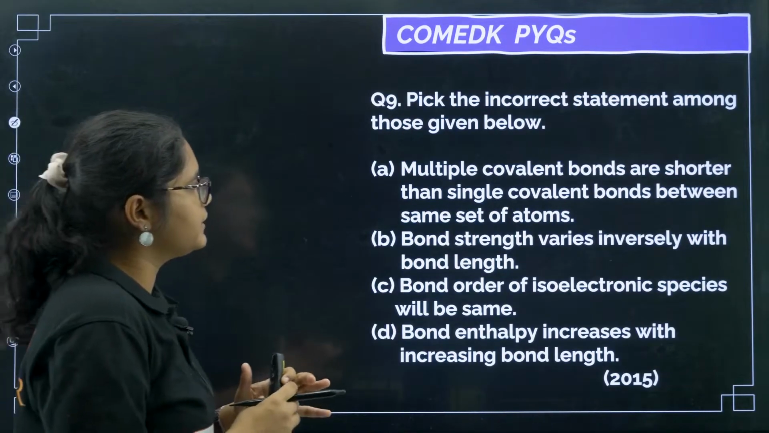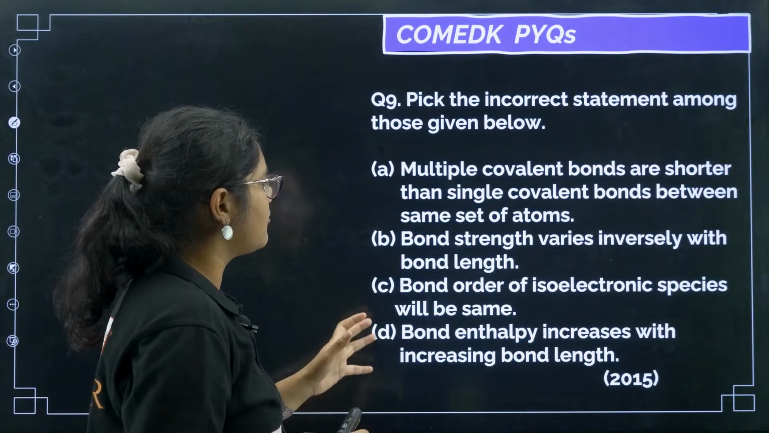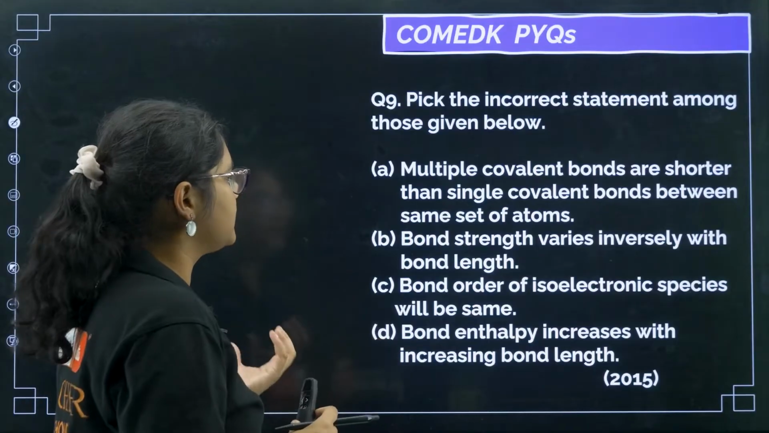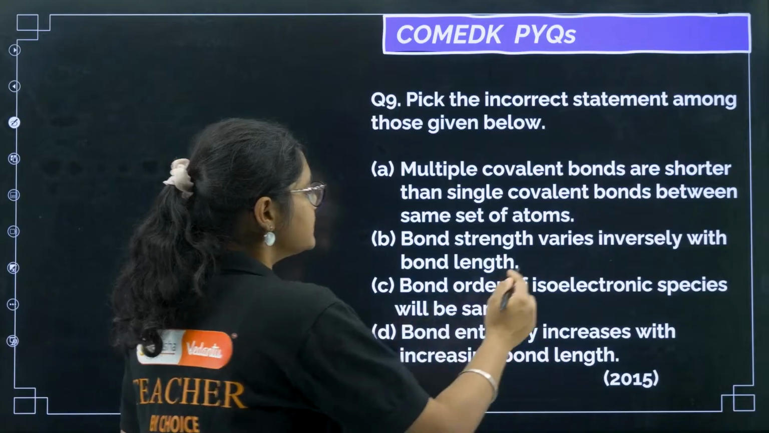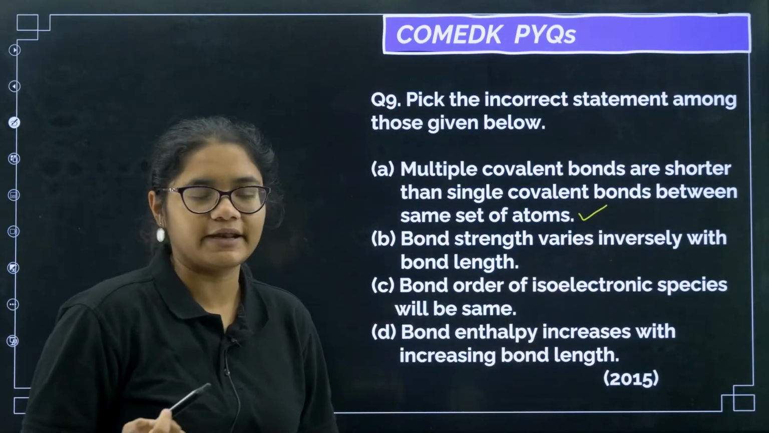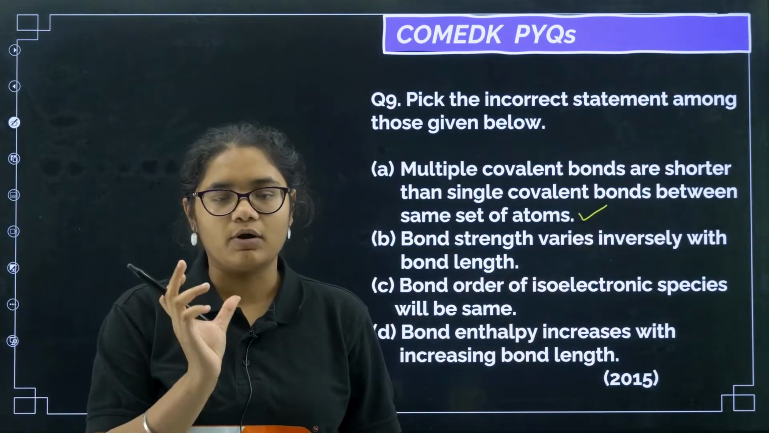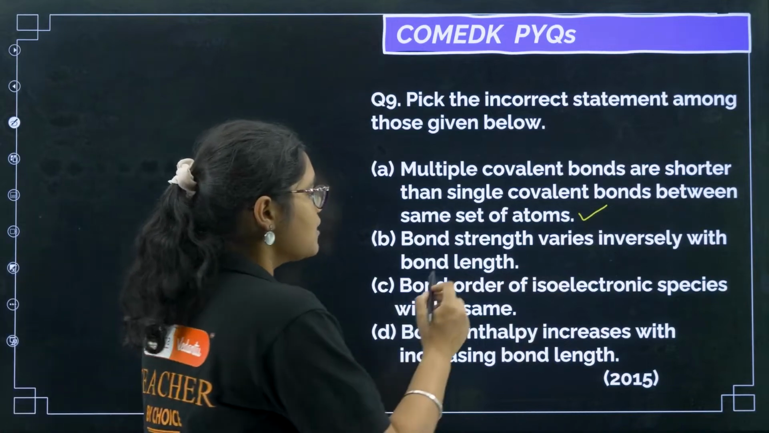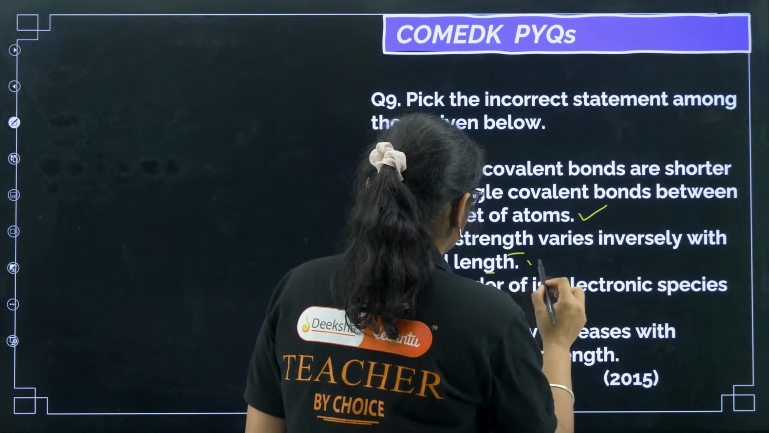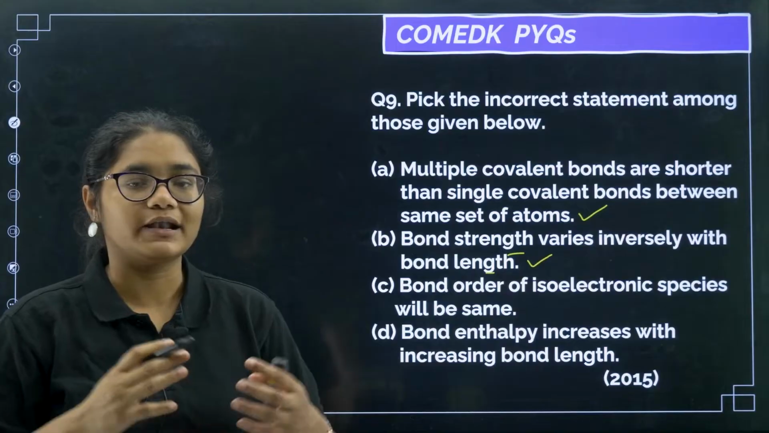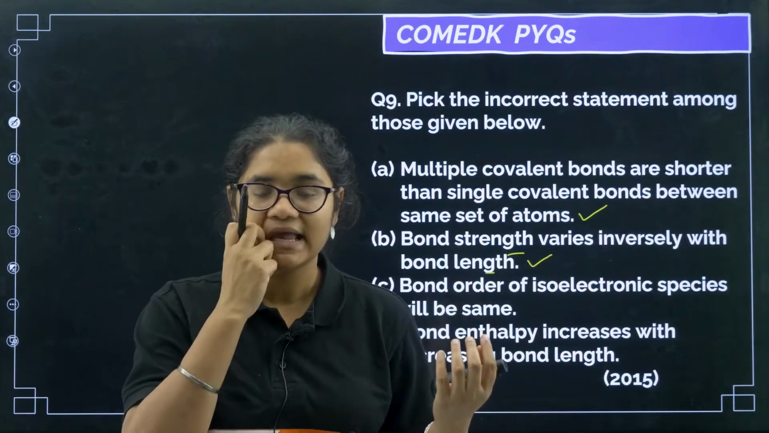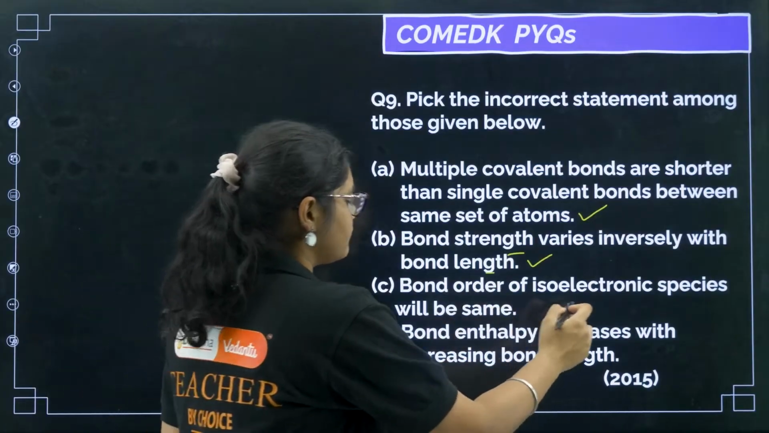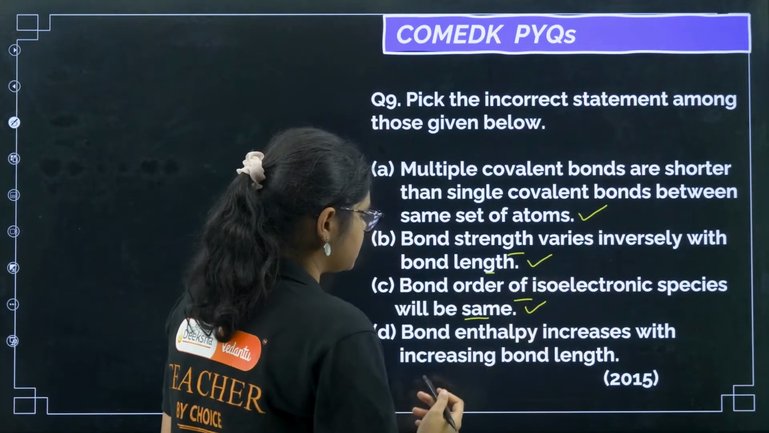Now let us see question number 9. Pick the incorrect statement among those given below. Multiple covalent bonds are shorter than single covalent bonds between the same set of atoms. Yes, this is correct. When you have multiple bonds, the bond length decreases. Next, bond strength varies inversely with the bond length. Yes, this is also correct. If bond length is more, bond strength is less. If bond strength is more, bond length will be less, right? The bond order of isoelectronic species are the same. Yes, this is also correct.